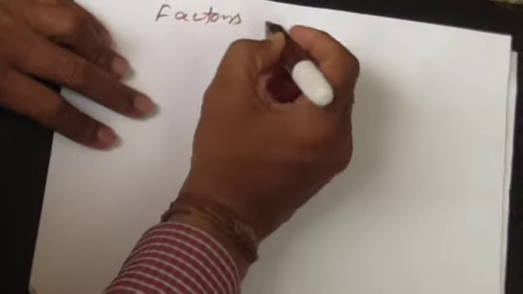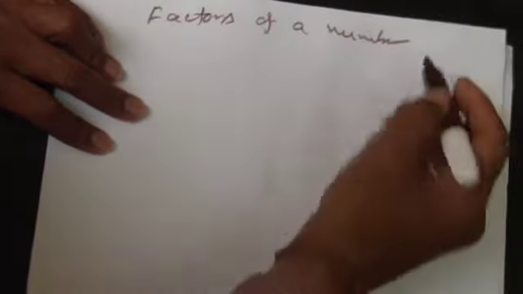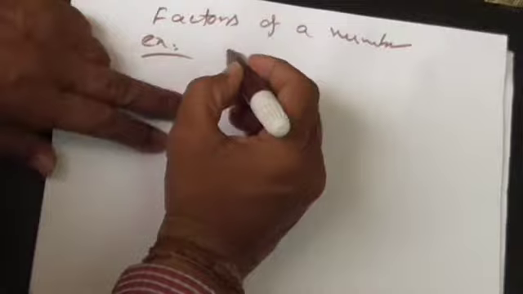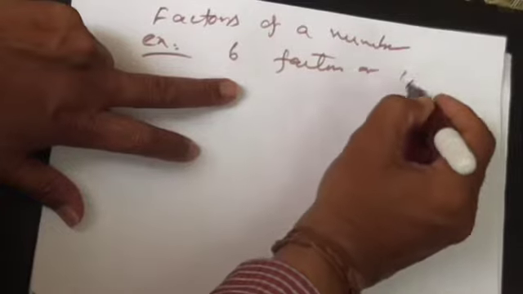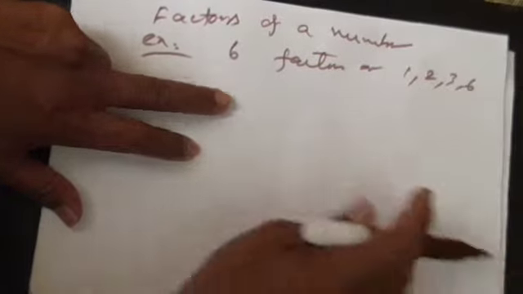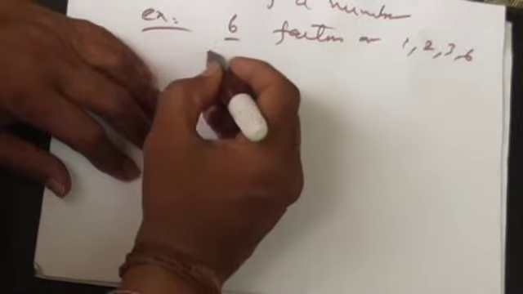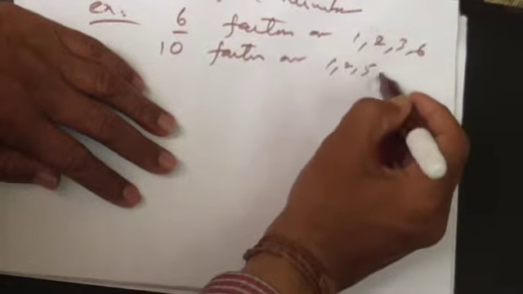Now if you like to print the factors of a number, the number can be anything. For example, if 6 is a number, then the factors are 1, 2, 3 and 6. The factors of 6. And if you take 10, the factors are 1, 2, 5 and 10.